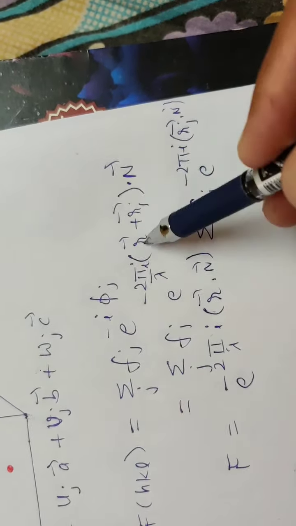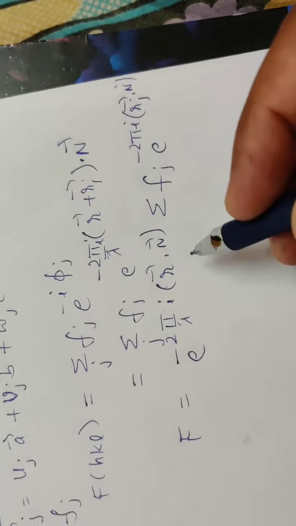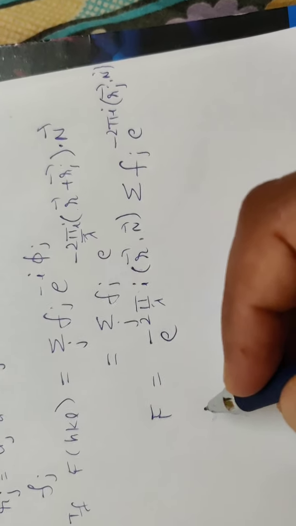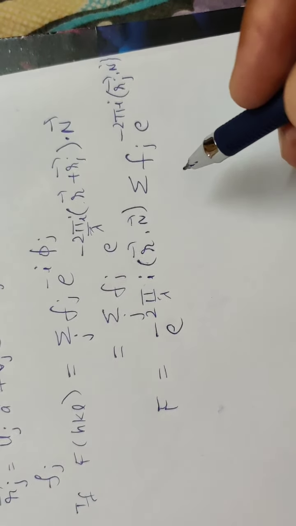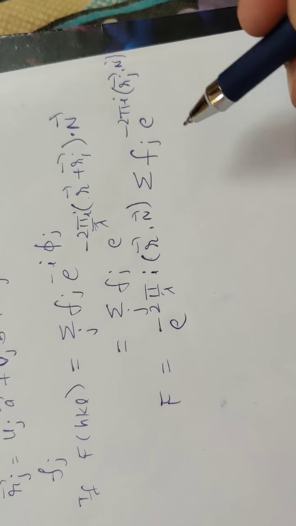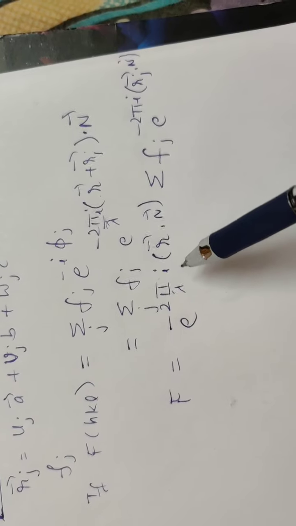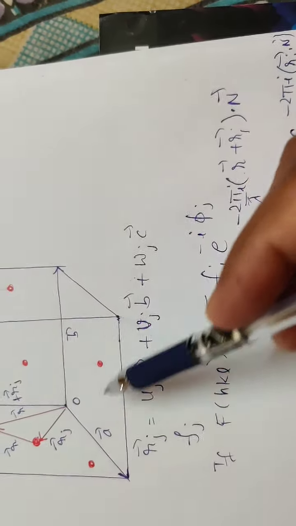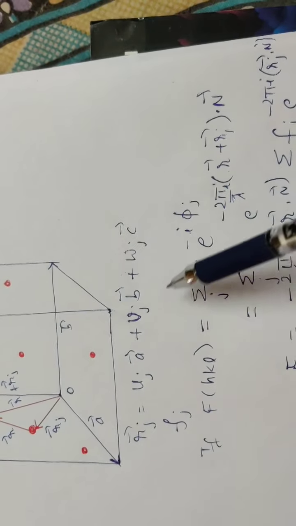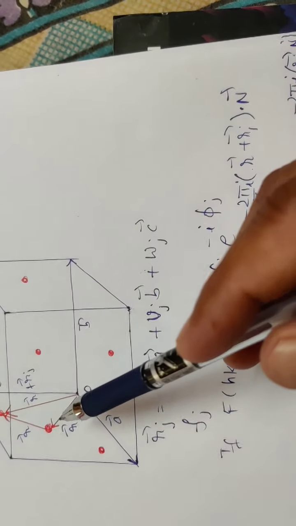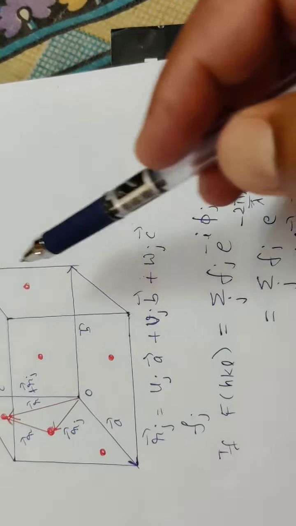I have separated this exponential. Here the phase difference is 2 pi times the path difference, where this sum is extended over all the atoms belonging to the unit cell. This small fj was for the jth atom, and this capital F is for all the atoms in the unit cell.